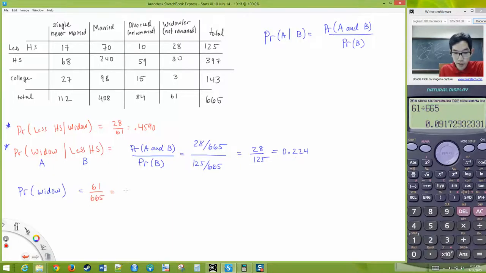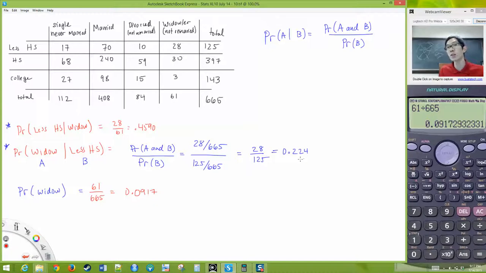And I get 0.0917. Okay, so what do we see here? This line over here says if we know someone's education level is less than high school, the probability that this person is a widow or widower, not remarried, is 0.224. Okay, there's like a 22% chance.